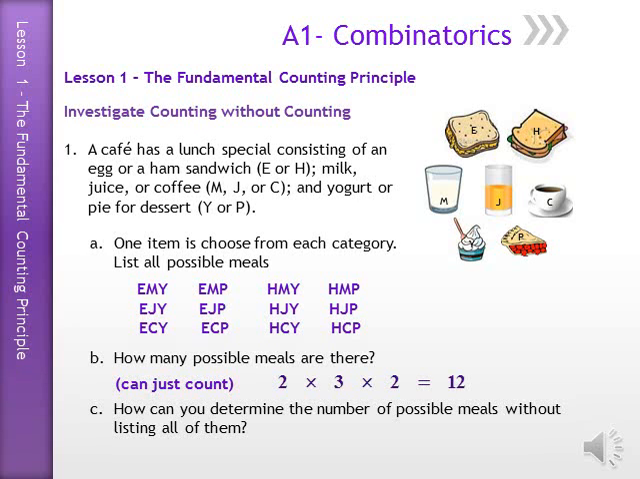So, how can you determine the number of possible meals without listing all of them? Well, just multiply the number of options that you have for each choice that you need to make.